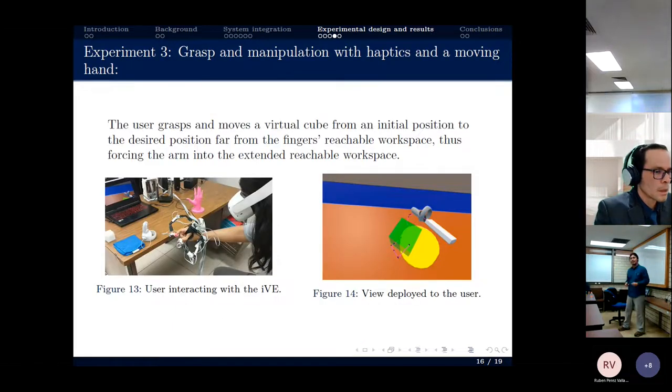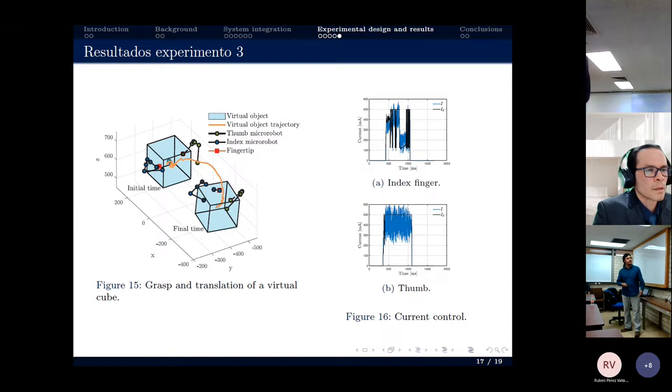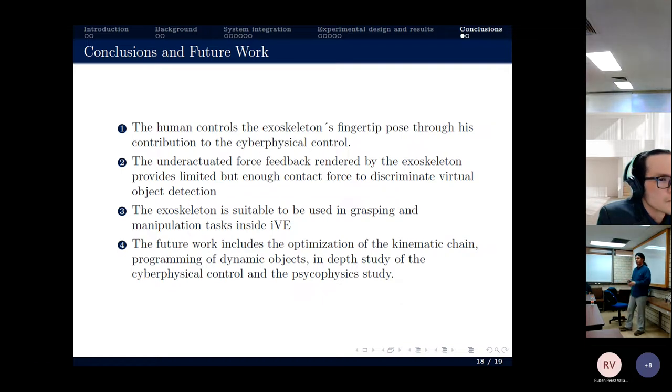The last experiment is a grasp and manipulation task with haptics outside the fingers' workspace. To explore the wearability of the exoskeleton, the user has to grab a virtual object from one location and move it, moving his arm to another location far from the fingers' workspace. You can see here in figure 15 the initial and final position and the path of the center of mass of the object, as well as the motor control signals here.